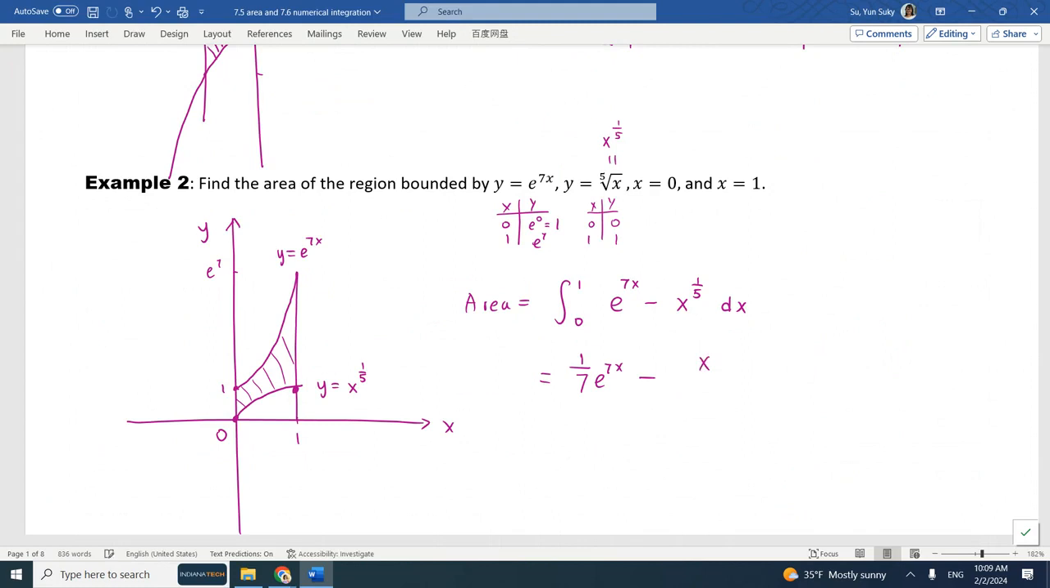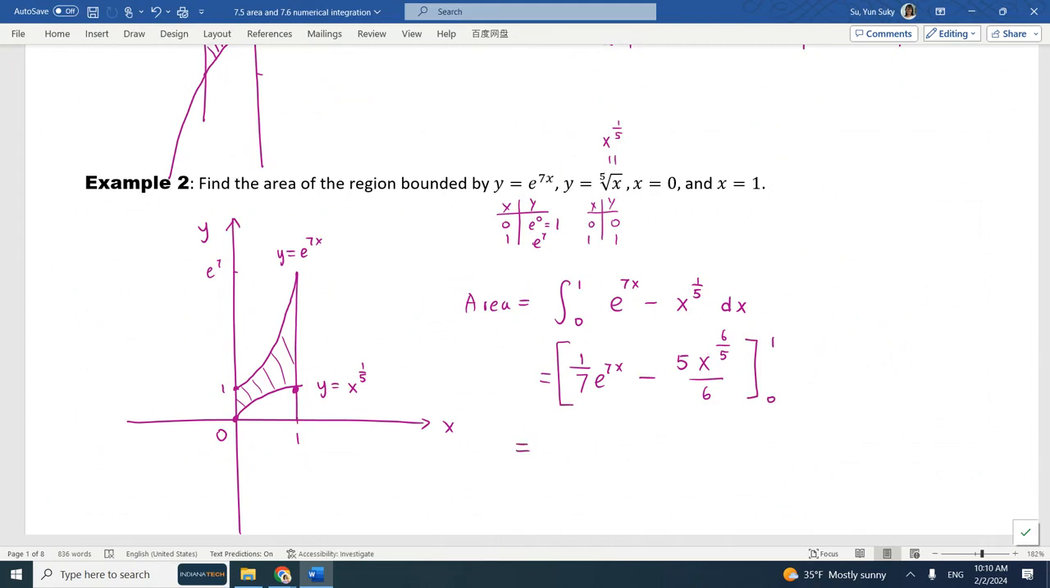How about x to the 1/5? What do we do to the exponent? Add 1. Then it becomes 6/5. And then we divide over the new exponent. But what do you do to the 5? Flip it up there. Yes, everybody? So we put the 5, flip it up there. Okay, so it's 5 over 6 times x to the 6 over 5. Now evaluate from 0 to 1.